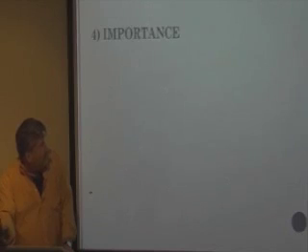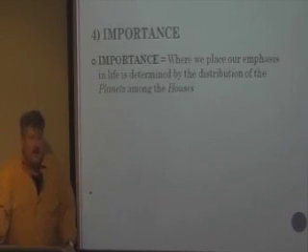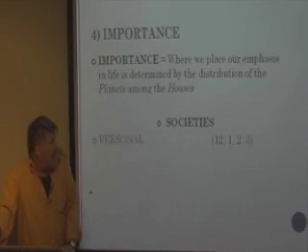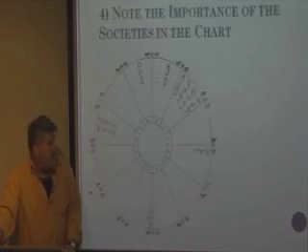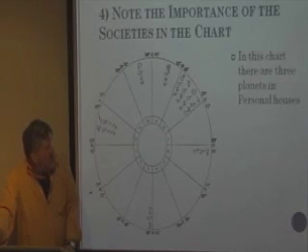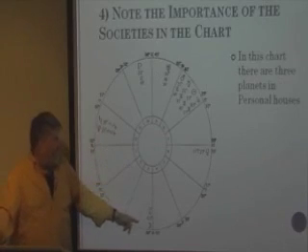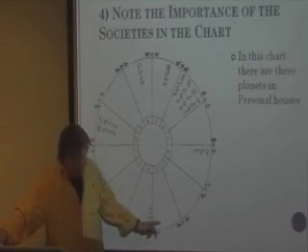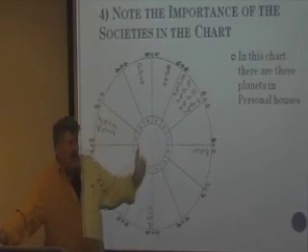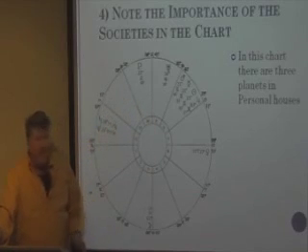All right, where do we place our importance in life? What are we focused on? We are either focused on the societies, which is the breakdown of the chart into 3 areas: personal, companionship, public. Personal houses, 12, 1, 2, and 3. We have Saturn, Neptune, the moon. Companionship houses, 4, 5, 6, and 7. We have only 1 planet. Public houses, 8, 9, 10, and 11. There are 6 planets.